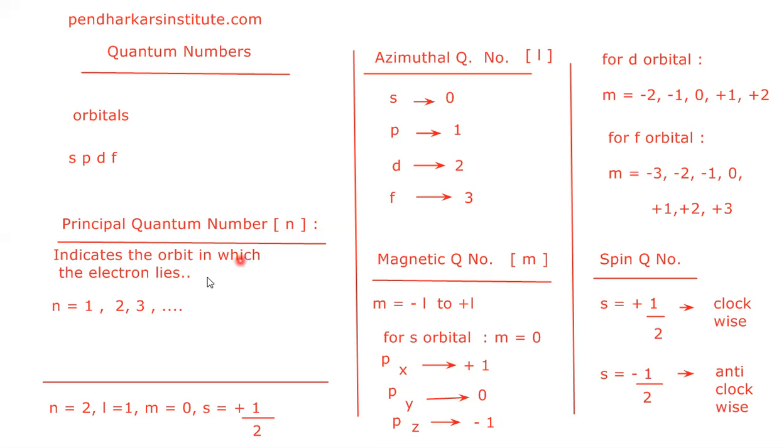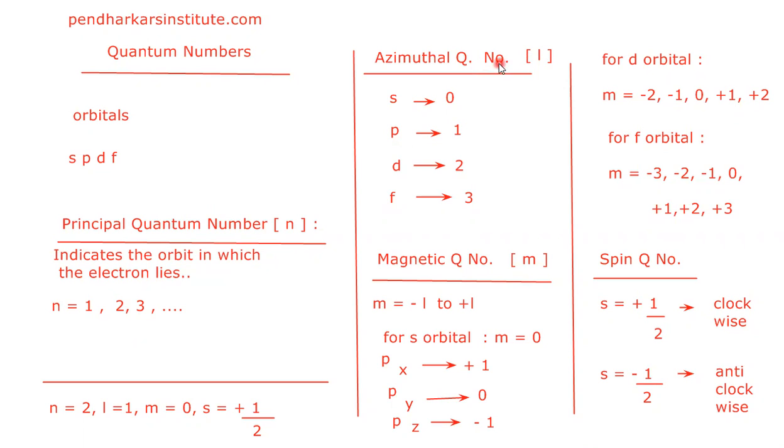Principal quantum number indicates the orbit in which the electron lies. It is indicated by letter n. So n equal to 1, 2, 3, integer values n can take. So n equal to 1 means electron is in the first orbit. n equal to 2 means electron is in the second orbit, and so on.